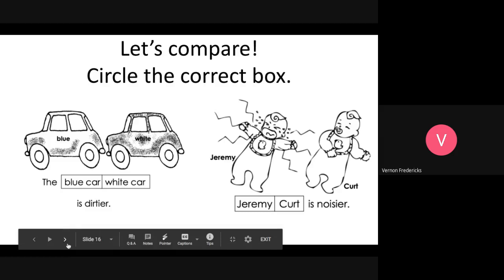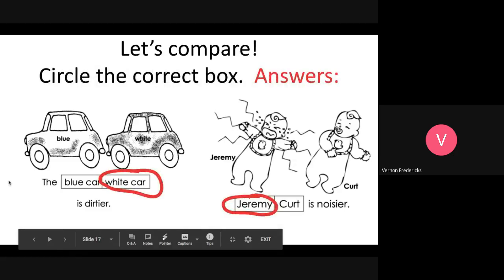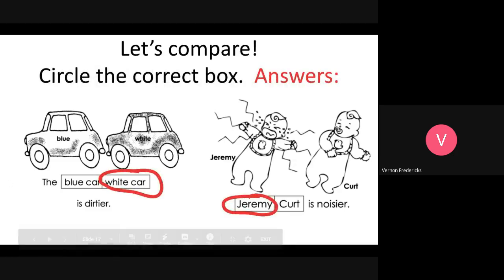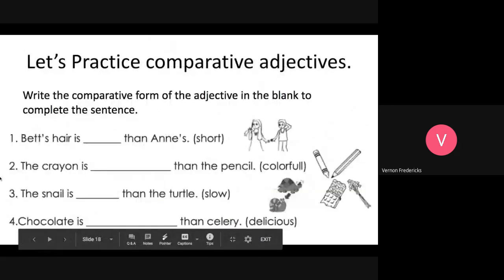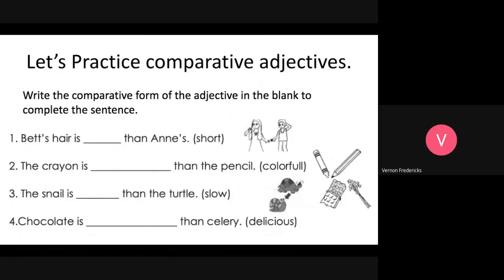Okay, which one is the correct answer? The white car is dirtier, yeah? The white car is dirty. It's not very clean, the white car. And the noisier one is Jeremy. Jeremy's crying a lot, yeah? Okay, let's practice comparative adjectives.